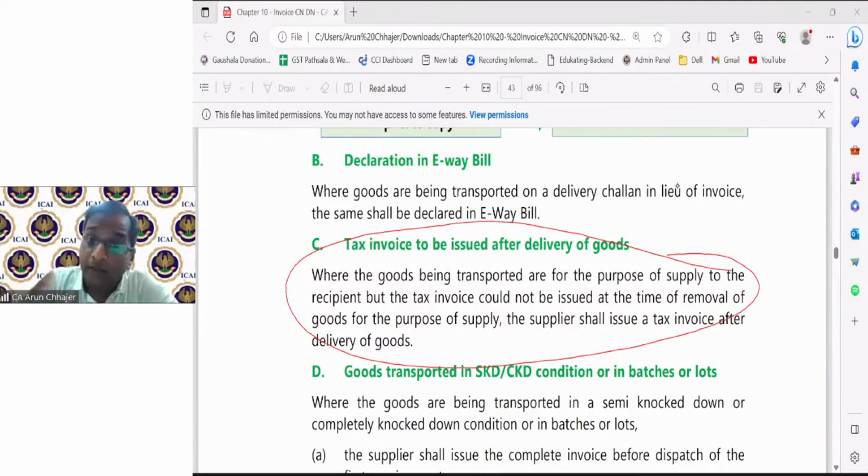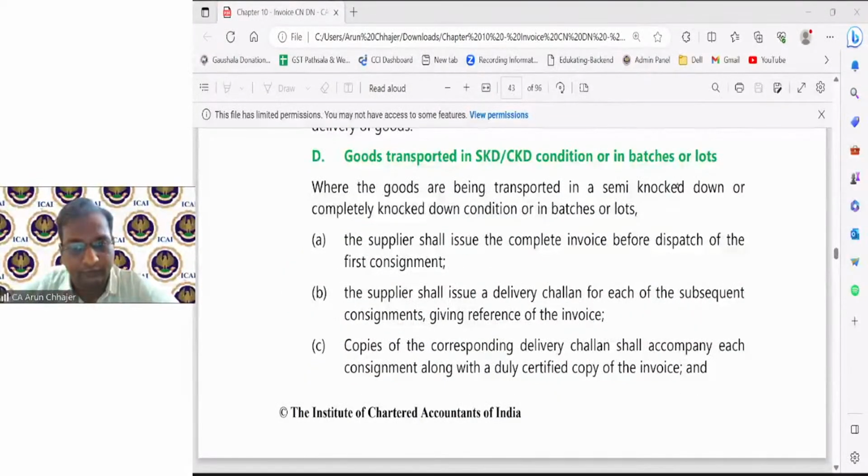I have given one point: e-invoice is to be issued based on invoice only. E-invoice would be based on invoice, credit note, debit note. Okay.